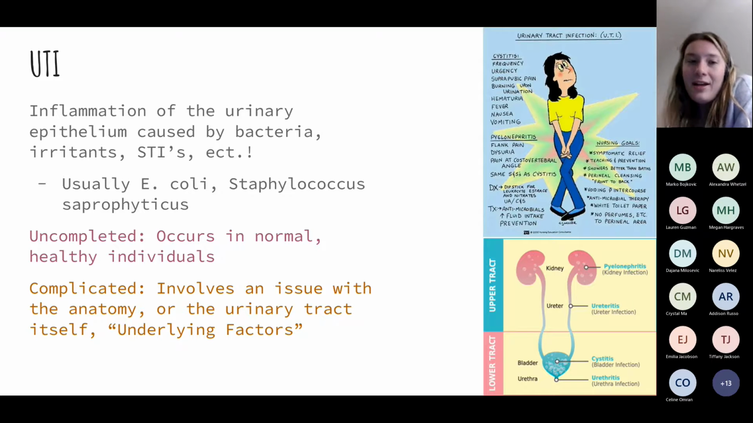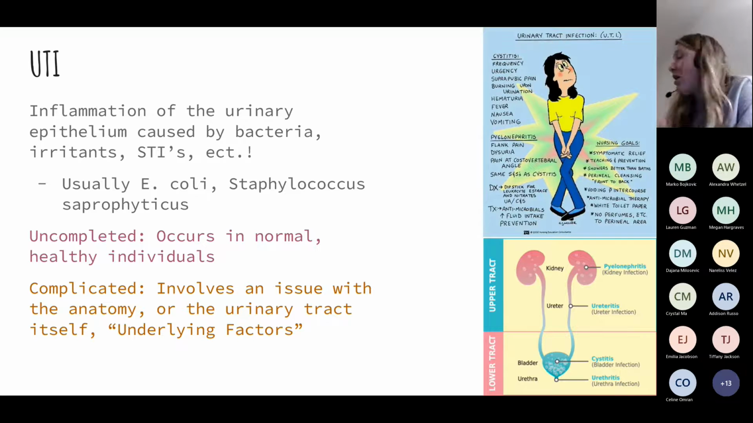So our UTIs, just think inflammation. Our main cause is going to be E. coli. Why? E. coli is found in our poop. And especially in females, our urinary tract is very close to the rectum. And that's why most of our UTIs are going to be caused by an E. coli infection.